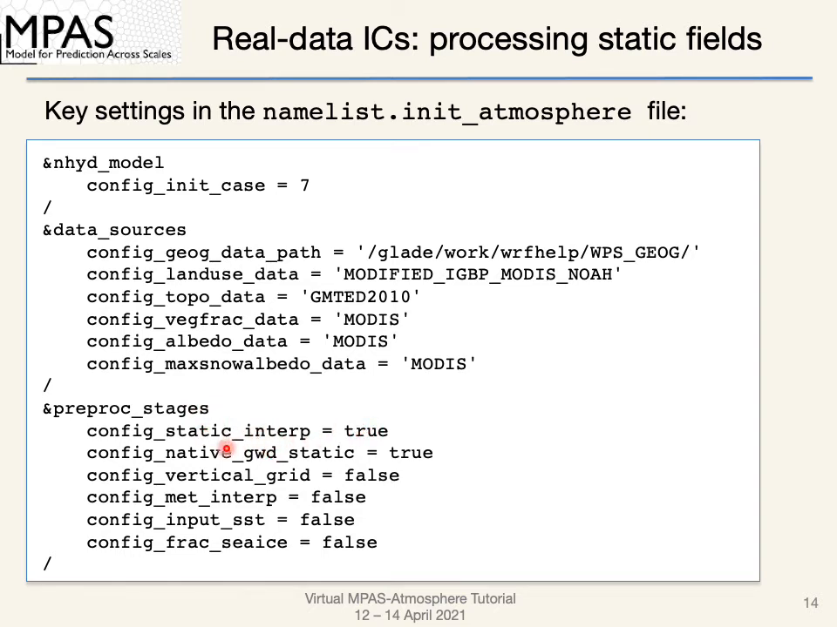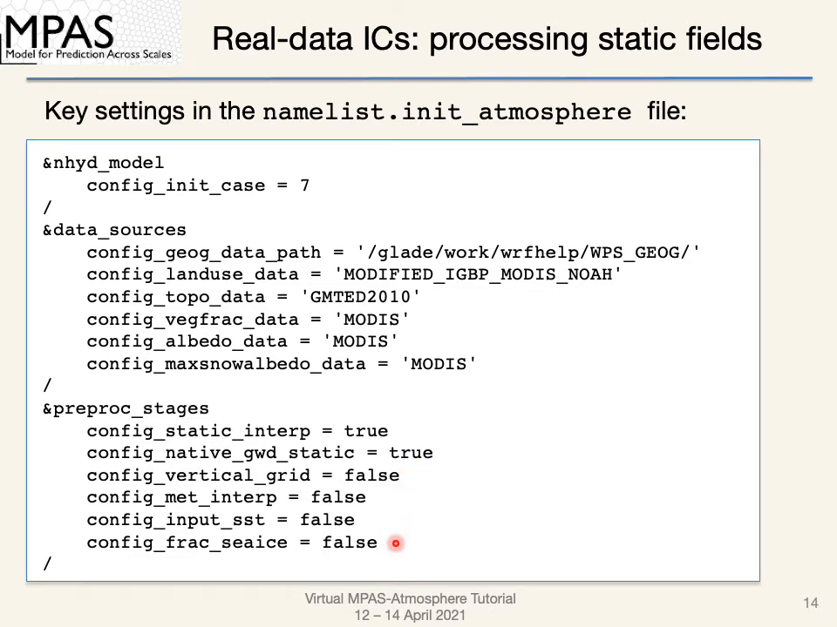There's also this option config_native_gwd_static, which causes the program to process subgrid-scale orographic fields that are used by the gravity wave drag scheme in the model. And like the terrain field, these subgrid-scale terrain statistics don't change in time. So typically when we process static fields, at the same time we also process these gravity wave drag static fields. And that's it. We'll set all of these other preprocessing stages to false.